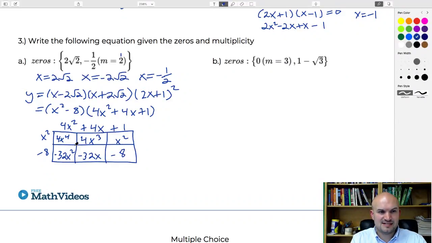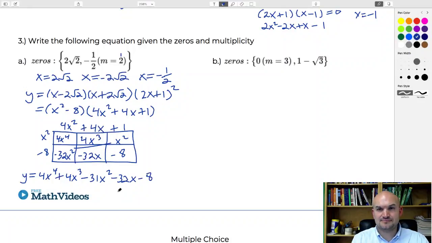And what you can see here is I do have some like terms. I have an x squared and an x squared. So therefore my final equation would be y equals 4x to the 4th plus 4x cubed. And then you can see x squared and the negative 32. So that's going to be minus 31x squared minus 32x minus 8.